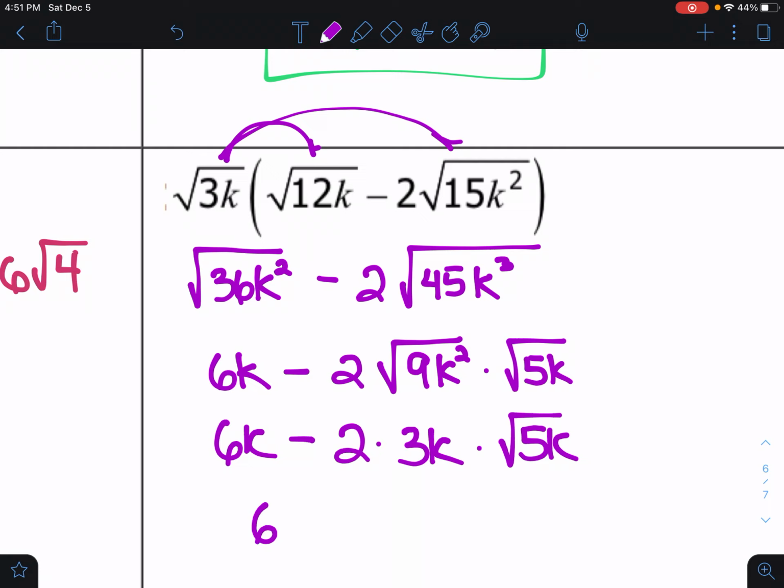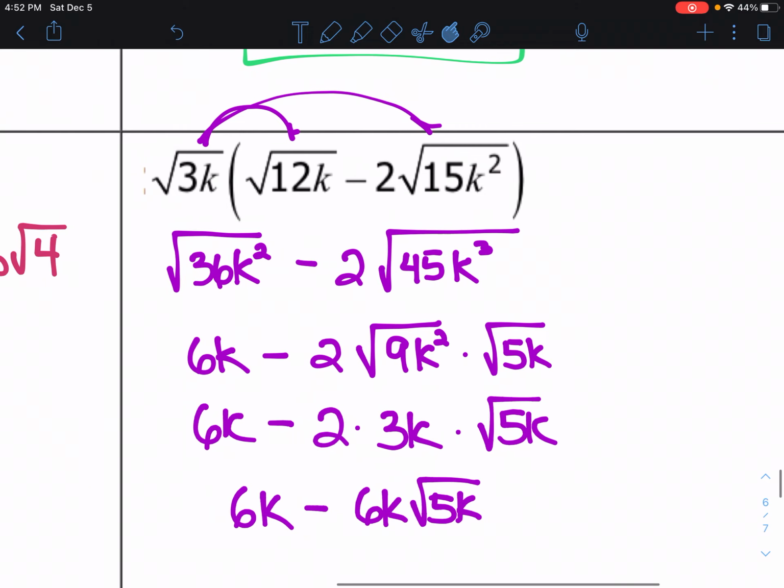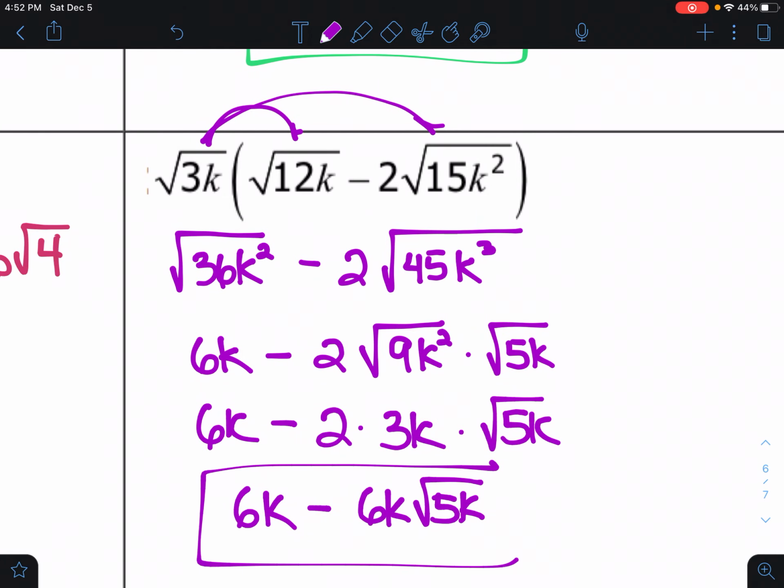So I have 6k minus 6k root 5k. Now, some people say, oh, I can just go 6k minus 6k. No, you can't. The 6k is multiplied by that radical, square root of 5k. Now, if this other one had a square root of 5k, then you could do something, but we don't have that. So this would be my final answer.